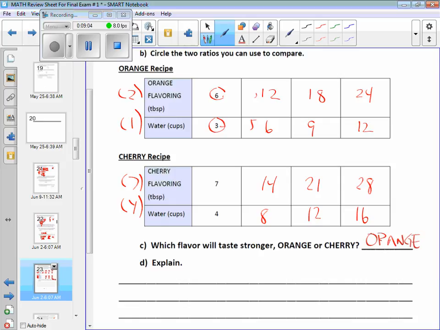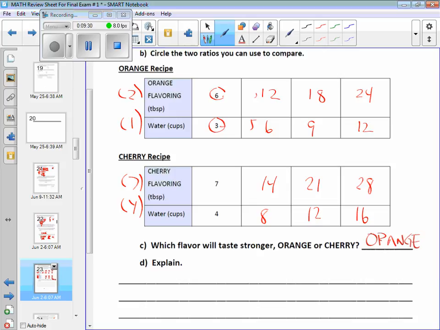First I want you to read it to me because you're going to be mic'd up. In the orange recipe, there's 8 tablespoons of orange flavoring and 4 cups of water. In the cherry recipe, there is 7 tablespoons of cherry flavoring and 4 cups of water. Therefore, the orange recipe is stronger because the more flavoring and the less water makes the stronger taste.